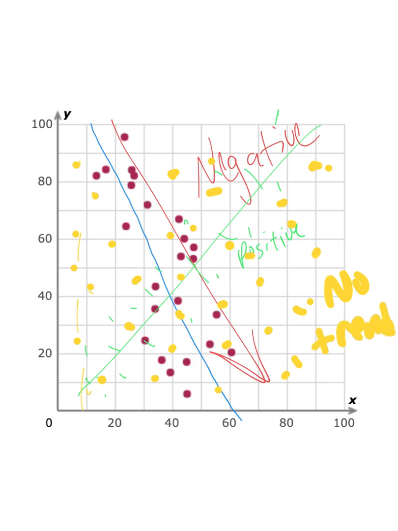But the original one that we used was red, or the dots that they have were red, and that was negative.